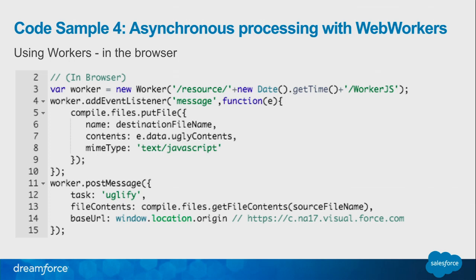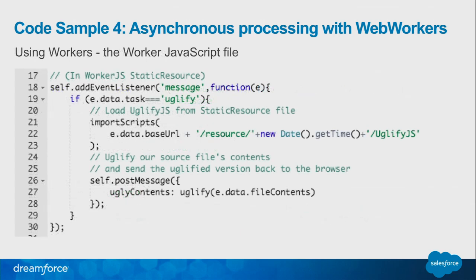So you say, let's listen for a message. And what I'm expecting in this sample is to get back an uglified JavaScript file. So in line 11, I'm going to post a message, saying, worker, here's your task. Uglify this code. Here's my source contents. I'm using compile's file system here. So get my contents. Worker, go uglify this stuff. Now I'll explain the base URL in a second, too.